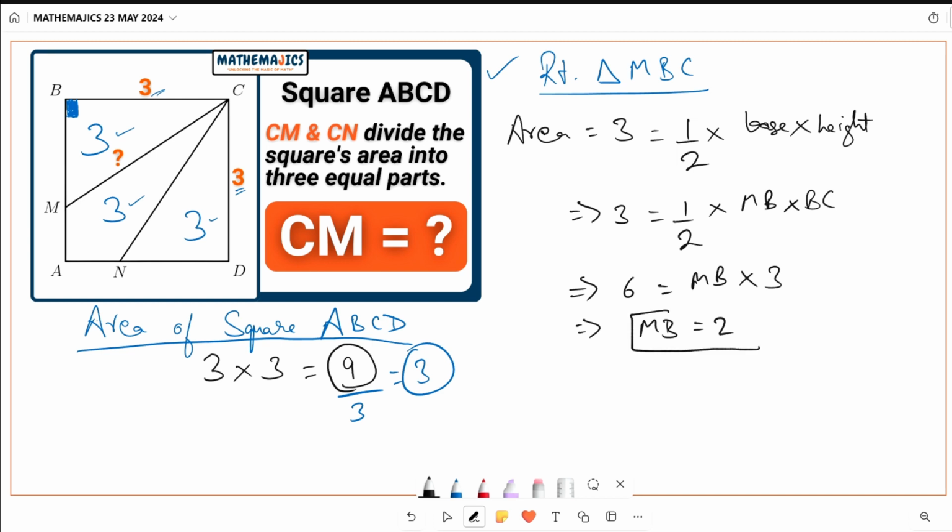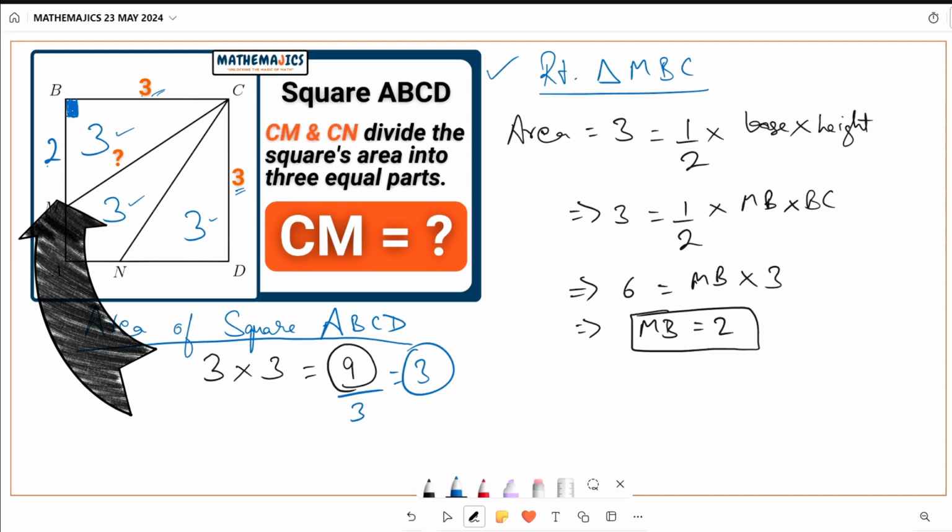But this is not the final answer. Just write this down in the figure: MB equals 2, and this is 3. Now what is the next step to find CM?